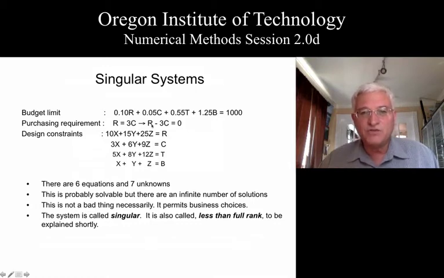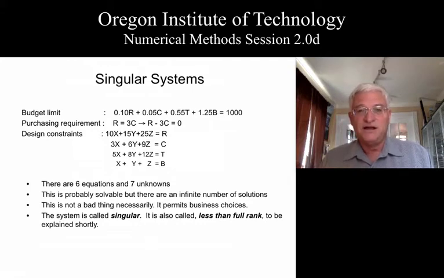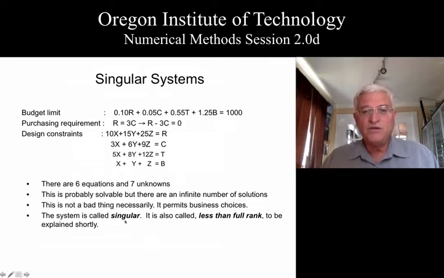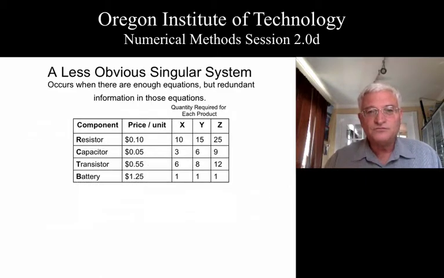So here's where our budgeting limits, our purchasing requirements, our design requirements, I can only cook up 6 equations out of that, and that will necessarily result in insufficient information to come up with a unique solution. In fact, I might get an infinite number of solutions out of it, but I'm not going to get a unique solution. So we will call this situation singular. Okay, we'll also call it less than full rank for reasons that we will discuss very soon.